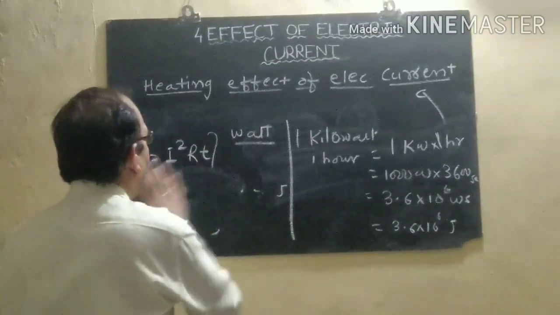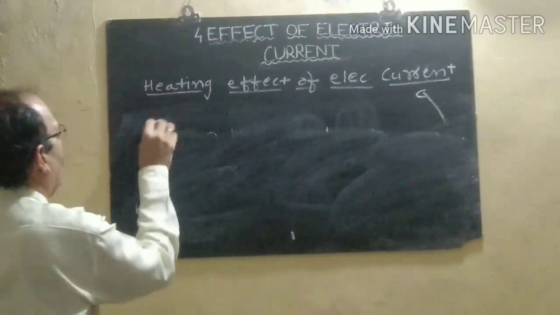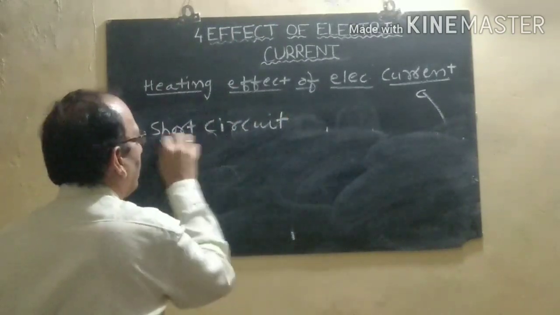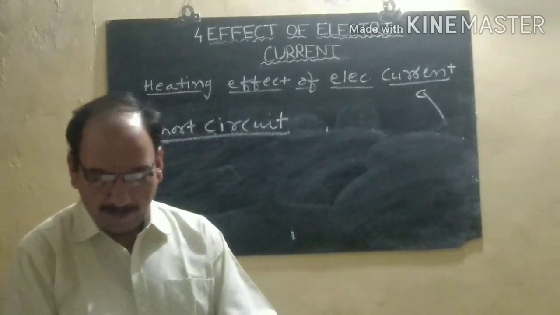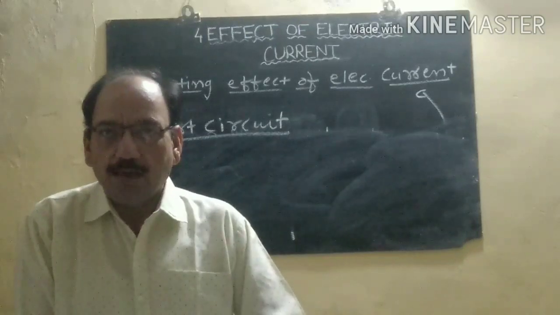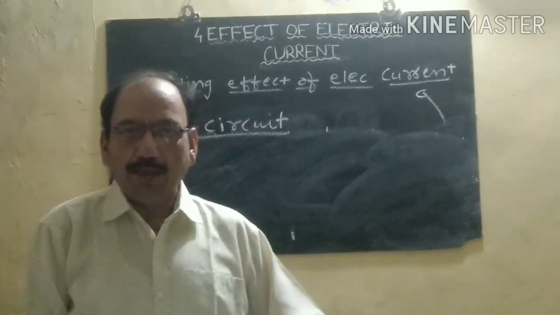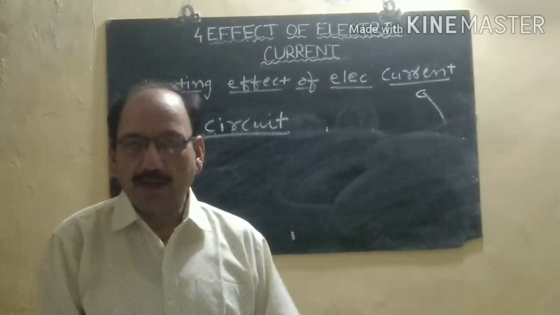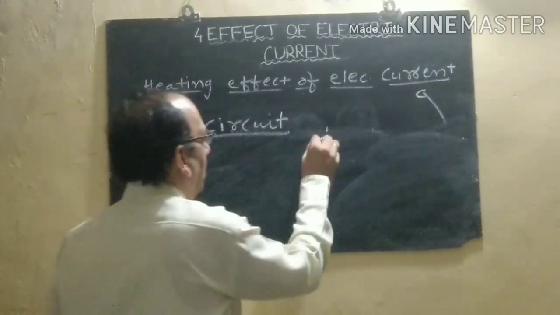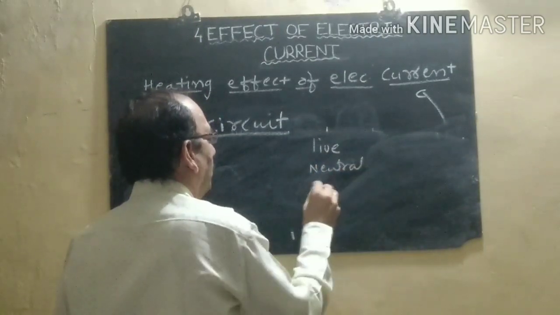Next, we will discuss short circuit. Several times we hear about a building catching fire. What is the reason for this? You know that when electrical supply is supplied by MSCB from the electrical pole to our houses, in a building there are 3 types of wires: live wire, neutral wire, and earth wire.